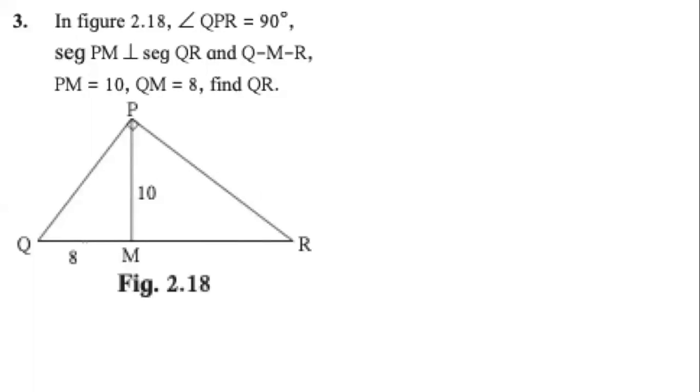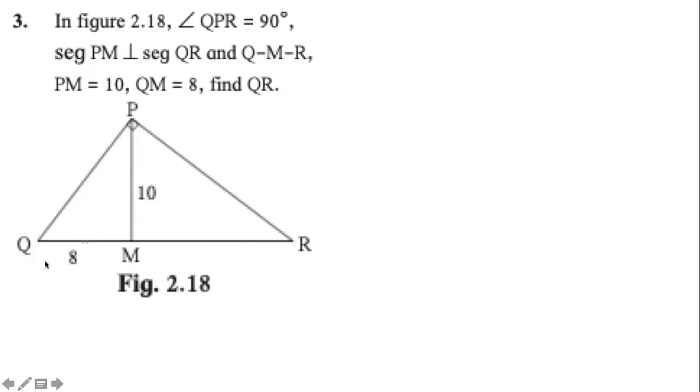Most of it you read it correctly. There were some very major mistakes in your reading. So I'm reading it again. It says in figure 2.18. Whenever you see decimal numbers, the digits after the decimal are read individually. So we will never say 2.18 as two point eighteen. That is wrong. In figure 2.18, angle QPR, it's not triangle QPR. Angle QPR equals 90 degrees.